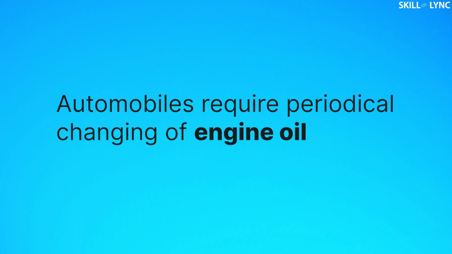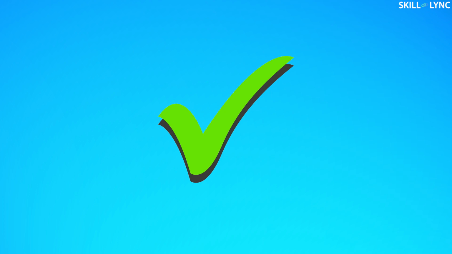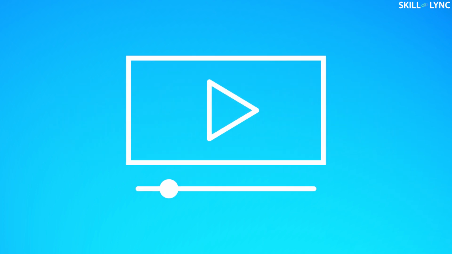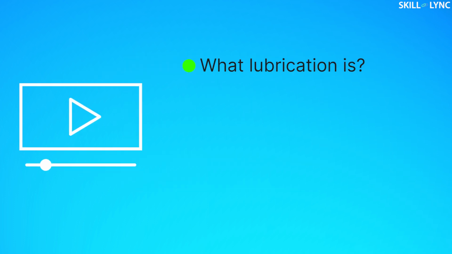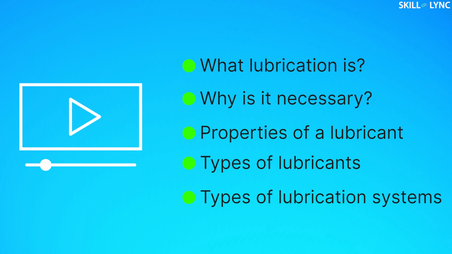You may be aware that automobiles require periodical changing of engine oil for proper maintenance. But do you know what exactly is the function of the engine oil? Well, if you guessed it right, the oil is used for the purpose of lubrication. In this video, you will be given a brief introduction on what lubrication is, why it is necessary for automobiles, properties of a good lubricant, types of lubricants, and types of engine lubrication systems.